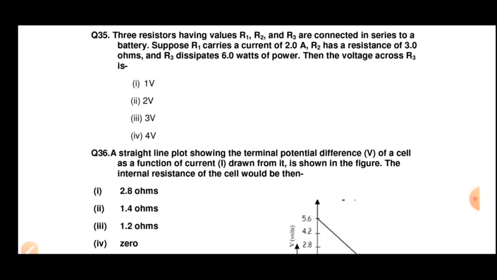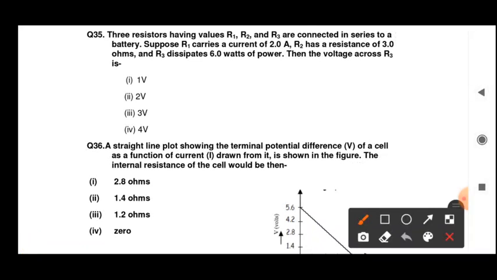Let's see question number 35. Three resistors having values R1, R2 and R3 are connected in series to a battery. Suppose R1 carries a current of 2 ampere, R2 has a resistance of 3 ohms, and R3 dissipates 6 watt power. Then what is the voltage across R3? Here three resistors are given, and they have different properties.